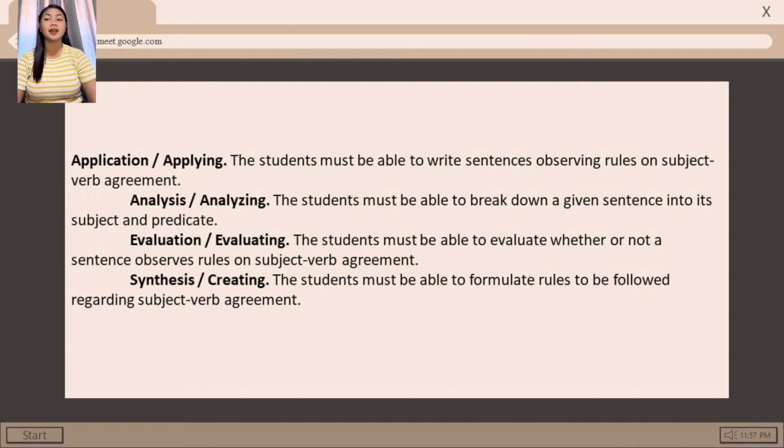Application and applying. The students must be able to write sentences observing the rules on subject-verb agreement. Analysis or analyzing. The students must be able to break down a given sentence into its subject and predicate. Evaluation and evaluating. The students must be able to evaluate whether or not a sentence observes rules on subject-verb agreement. Lastly, synthesis and creating. The students must be able to formulate rules to be followed regarding subject-verb agreement.